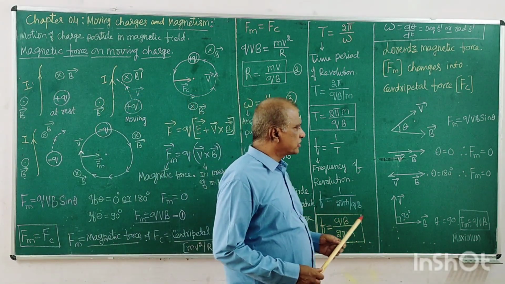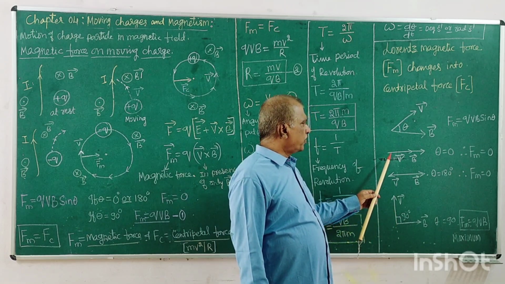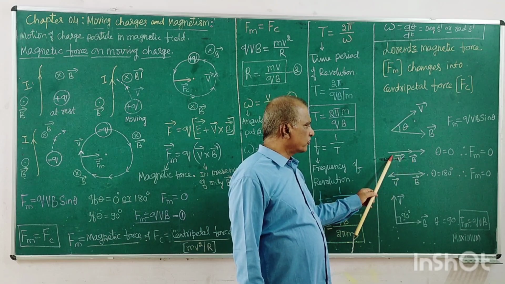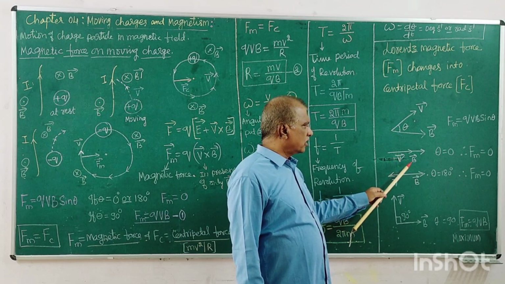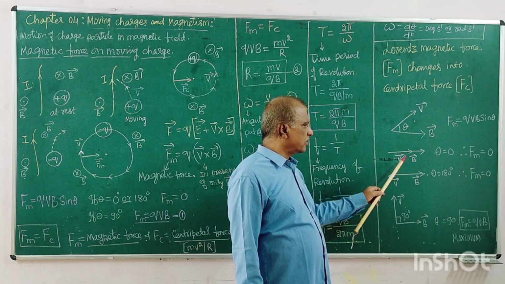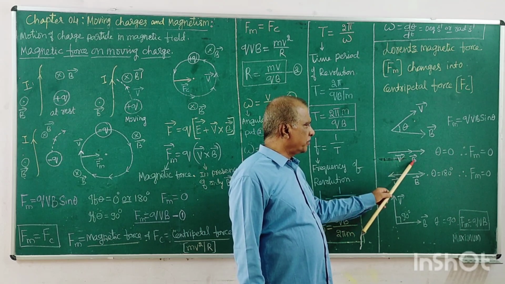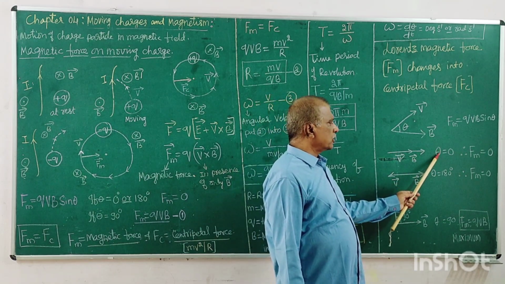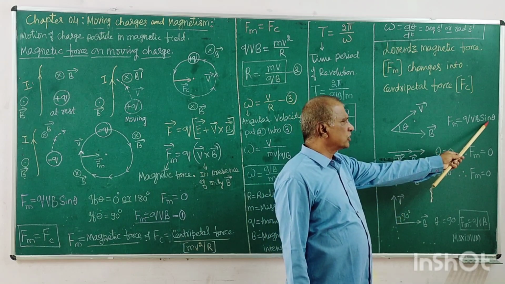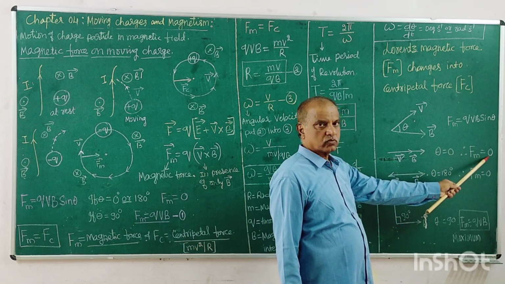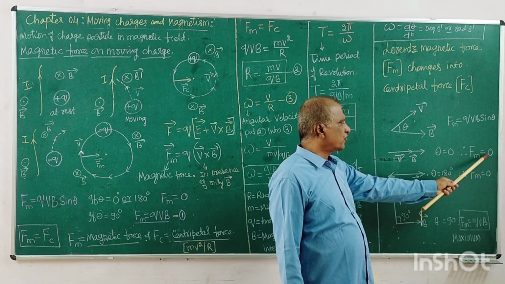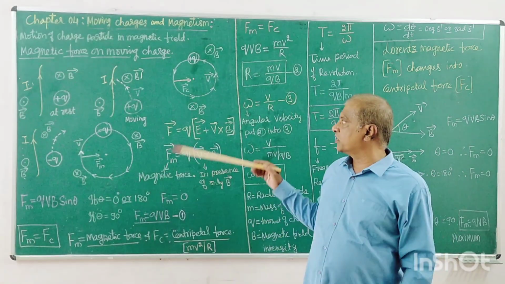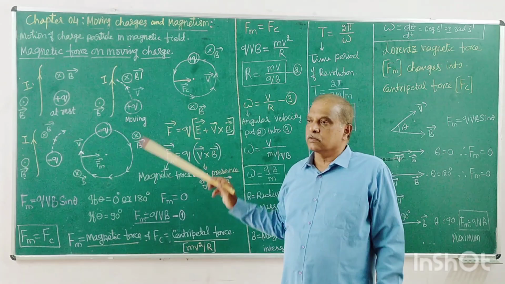Let us see the conditions when the particle enters the magnetic field in the same direction, that is, V and B are in the parallel direction. It means theta equals 0. Theta equals 0 means sin 0 equals 0. The force becomes 0. So magnetic force is 0, and in that case no magnetic force acts on the charge and no such revolution is realized.